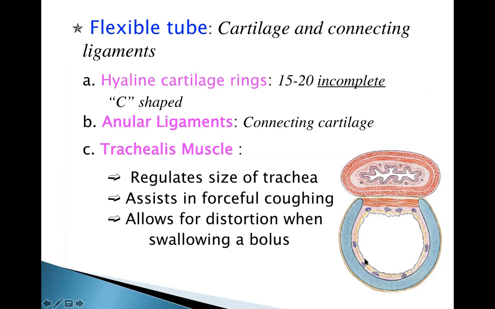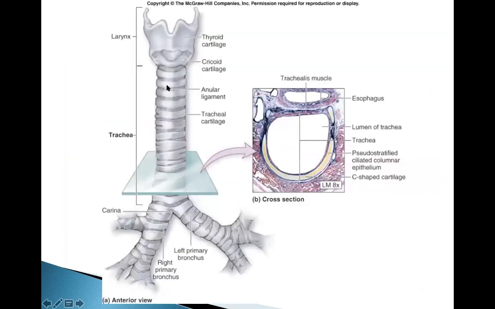All right, so we have the wonderful C-shaped cartilaginous rings, trachealis muscle, and when we look at it from the front, we'll also be able to see what we call annular ligaments that go between each of those C-shaped cartilaginous rings. Annular just means circular rings. All right, so here we can see the annular ligaments that sit between the cartilaginous rings.